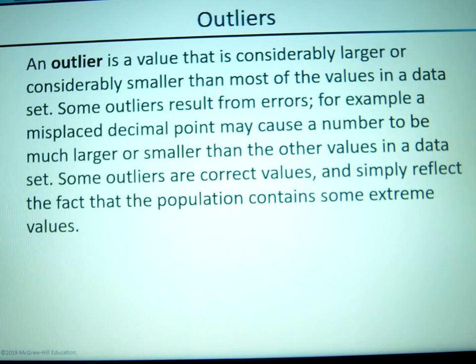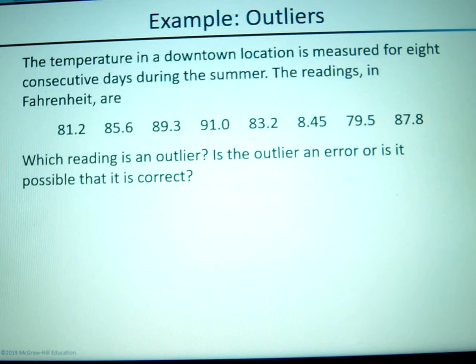So, let's take a look at what we have here. We have temperatures in a downtown location for 8 consecutive days in the summer. Here are the readings. Which reading is an outlier? Is the outlier an error, or is it possibly correct? All right, let's take a look at this.